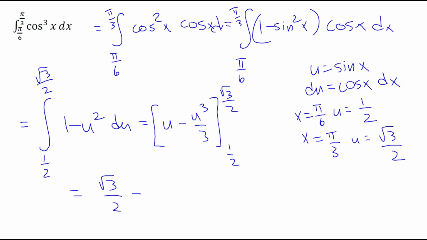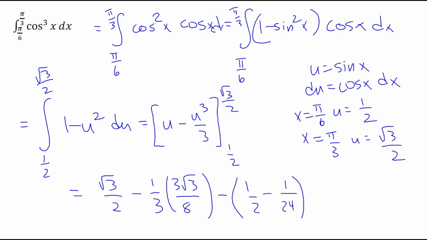So we'll just go through the arithmetic here, root 3 over 2, and then we'll cube root 3 over 2, right? It's 1/3 of that. So if we cube root 3, that's 3 root 3. And if we cube 2, that's just 8. And then we'll subtract from that what we get if we put in a half, which will be 1/2, minus 1/2 cubed is 1/8, times 1/3 is 1 over 24.